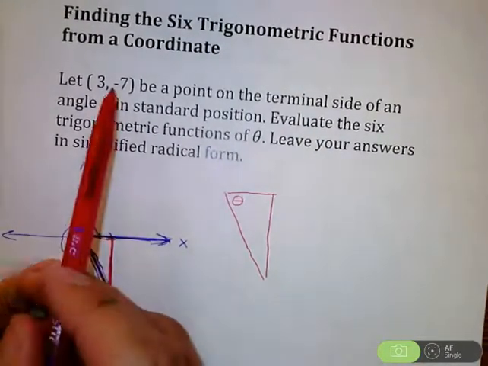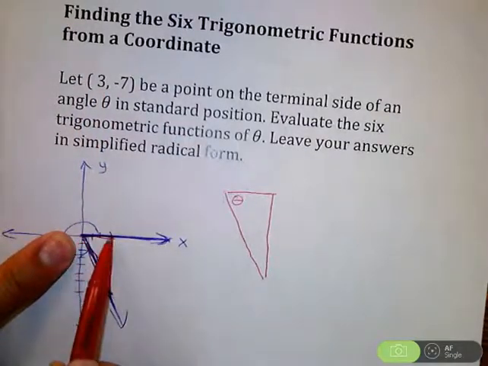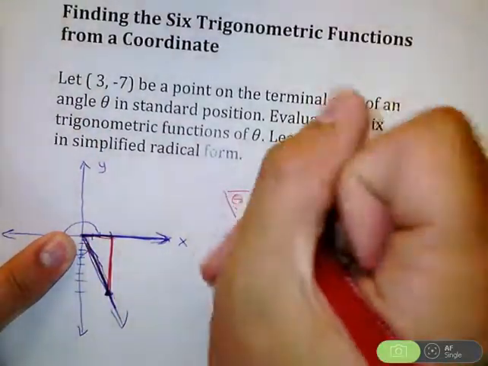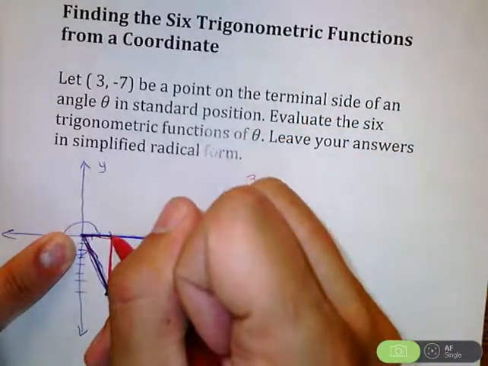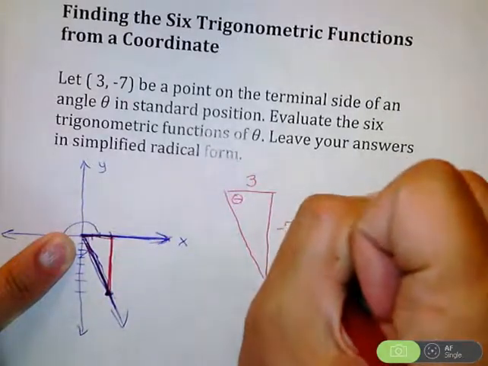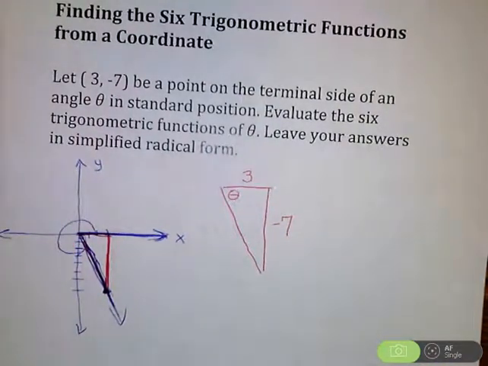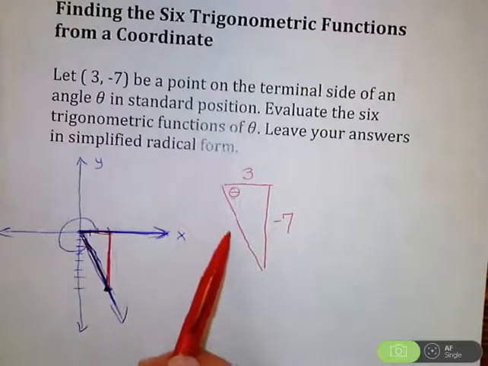So we did know this point was (3, -7). In order to graph it, I moved over 3 to the right, so I know this distance is 3. And then I moved down 7, so I know this side is -7. In order to do the trig functions, I need to know all three sides of this triangle, so I need to solve for this missing side.